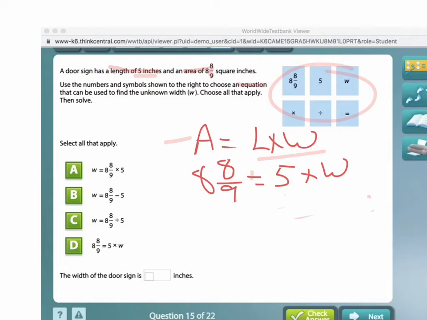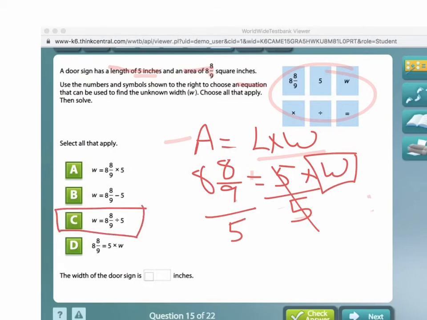If you have a variable over here and you want to isolate that variable, you do the inverse operation to get rid of this 5. So 5 times W. If I divide this side by 5, and I divide this side by 5, I end up with W by itself. Okay? So the equation is now going to be W equals 8 8/9 divided by 5. And that would be equivalent to letter C as an answer.